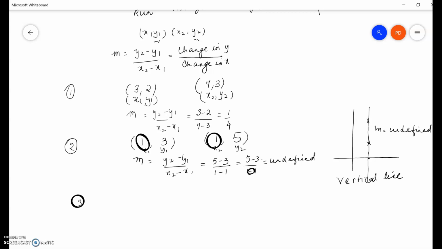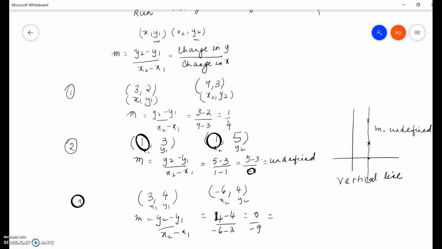Now suppose we have, let's say, 3 comma 4 and negative 6 comma 4. So m is y2 minus y1 divided by x2 minus x1, which is equal to, let's just label the points real quick. So that's x2, y2. So that's y2 minus y1, which is equal to 4 minus 4 over negative 6 minus 3. So that's equal to 0 over negative 9, which is equal to 0. So the slope of this line is 0.